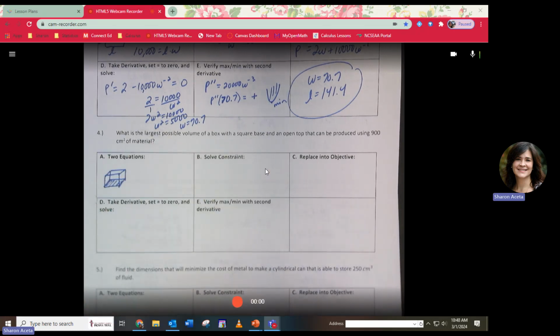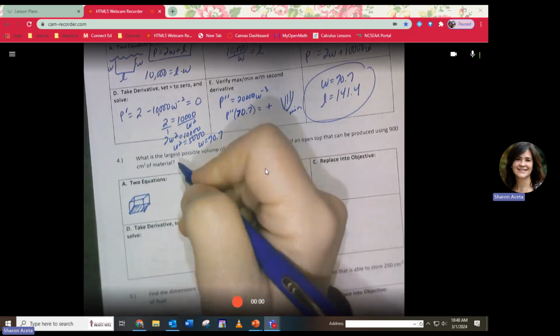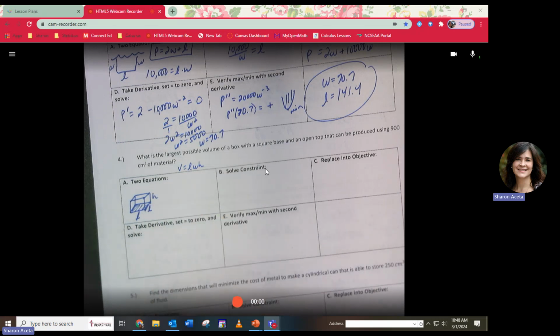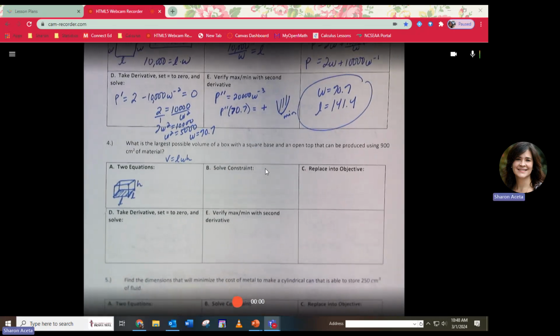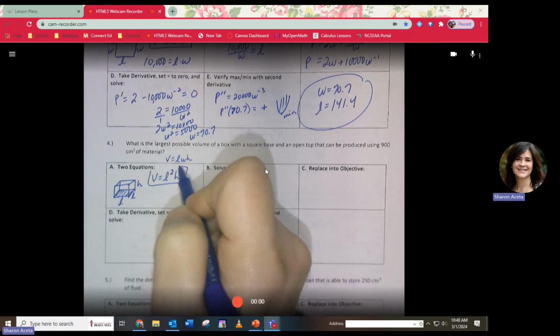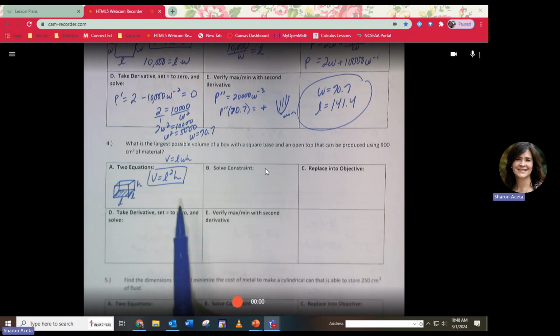If you remember, the formula for a volume of a box is usually length times width times height. And that's usually our volume. But if these are the same, I'm just going to call it L and L and then call that height. So my volume would be L squared H. So that's my objective function. What is the largest possible volume? Now we need another formula.